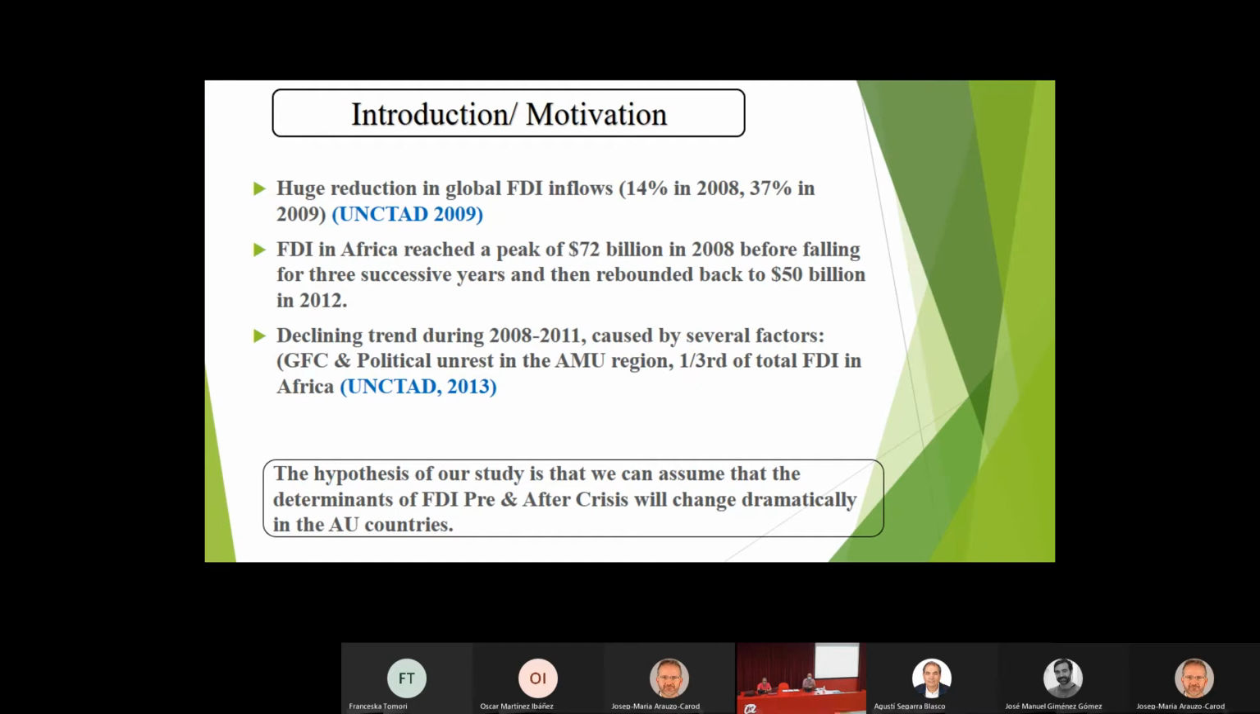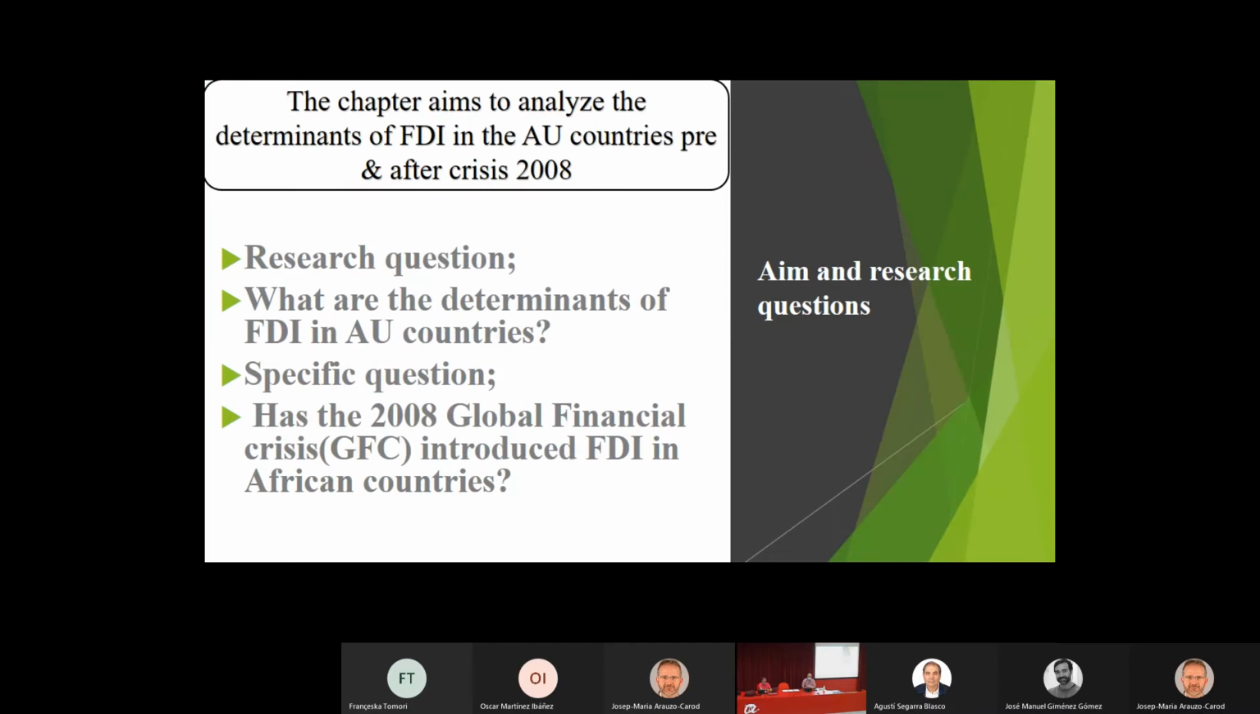These factors include the global financial crisis or the Arab Spring revolutions that happened in North Africa, because North Africa is more developed than other regions. The hypothesis of our study is that the determinants of FDI before and after the crisis will change dramatically in African countries.